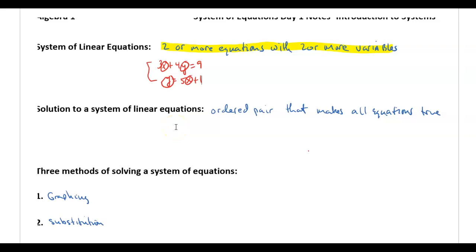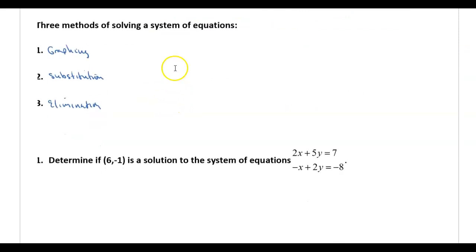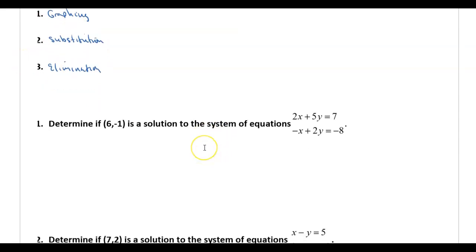Now, what is the solution to this system of equations? The solution is an ordered pair that makes all of the equations true. So I have to find the values of x and y, and when I plug them into each equation, it would make a true statement. Now there are three methods to solving this. One is graphing, another is substitution, and the third is elimination. We will be starting with the graphing method, but before we talk about that, let's talk about what a solution means.